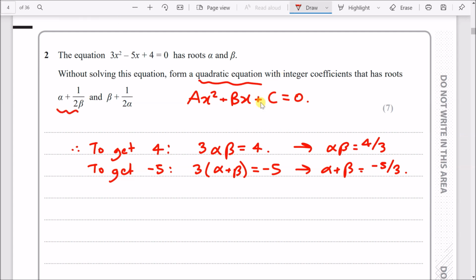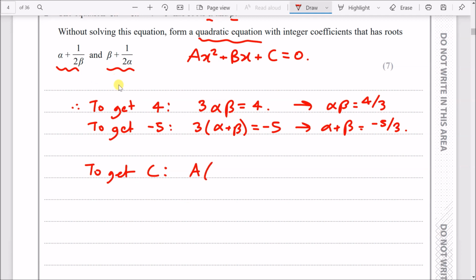We know that it has these two roots, and the first one had these two roots. So let's copy the idea. So using the same method, just how we were able to find 4, let's say to get capital C now. So to get C, we just have to do, again, the first term, so it'll be capital A times your two roots. So our two roots are these two terms, so it'll be alpha plus 1 over 2 beta times beta plus 1 over 2 alpha. And again, this is supposed to give us a solution of C.